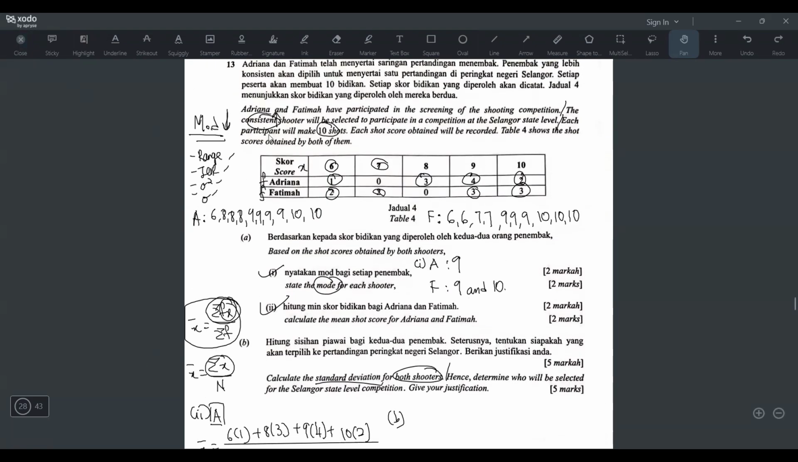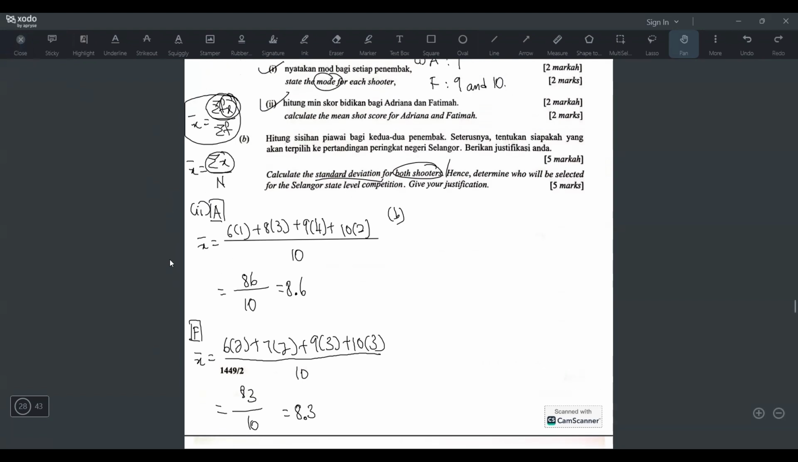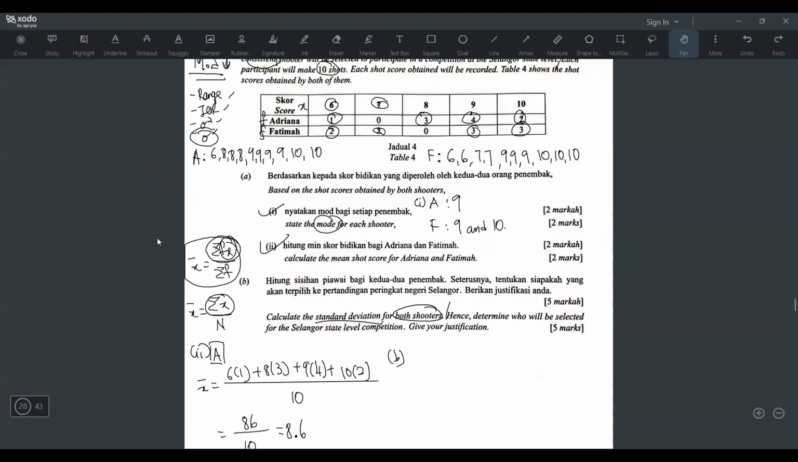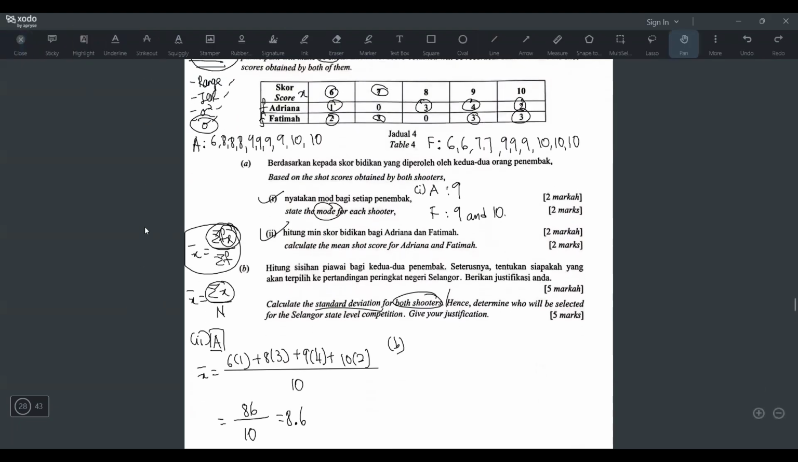So let's do that. We will find the standard deviation now. And later, who will you choose to represent in the competition? You will choose the one with a smaller standard deviation, because smaller dispersion means more consistent, right? So you have to choose the one that has the smaller standard deviation. Okay. Alright, so let's calculate standard deviation.